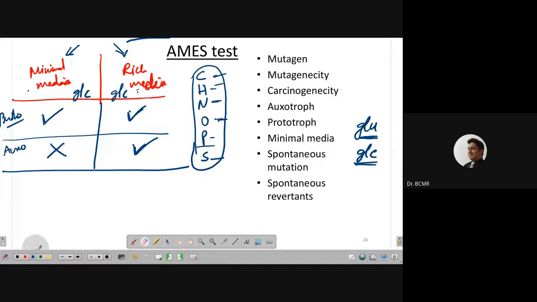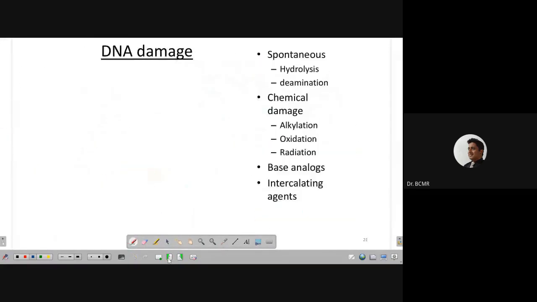Okay, good afternoon, everyone. We will start where we left off in the last class. We were discussing repair mechanisms, and in that we learned about replication errors, how DNA polymerase could make mistakes and incorporate a wrong base, which is called a mismatch. We have also discussed mismatch repair mechanisms, right?